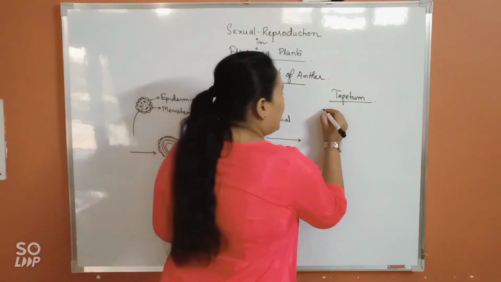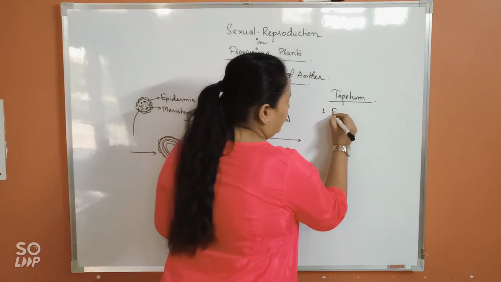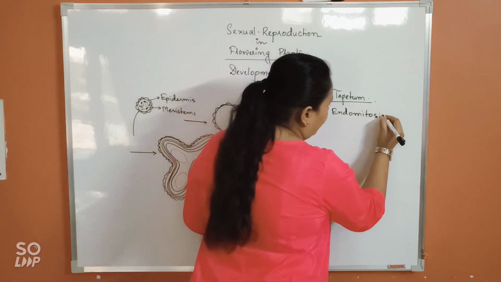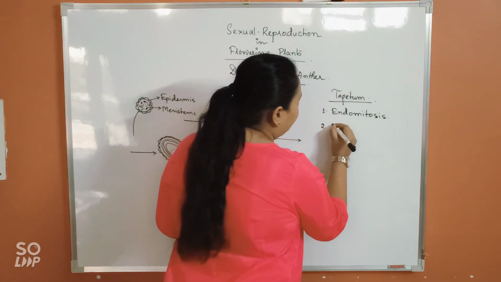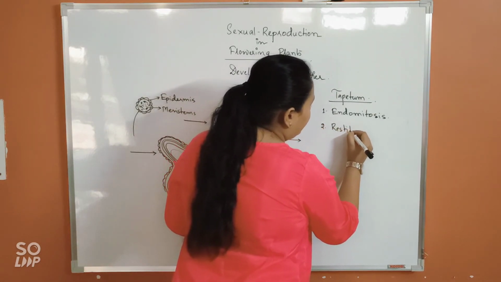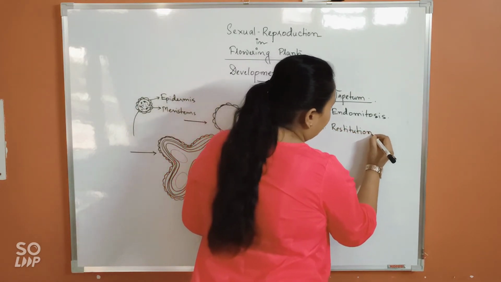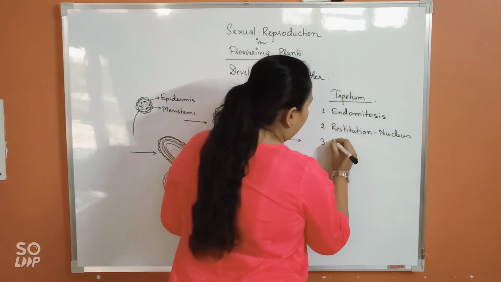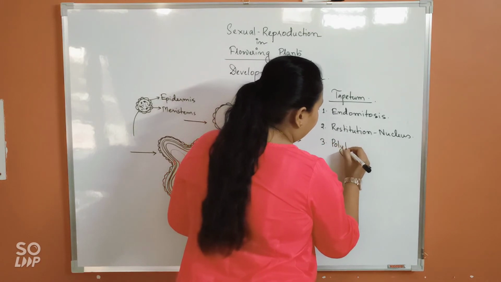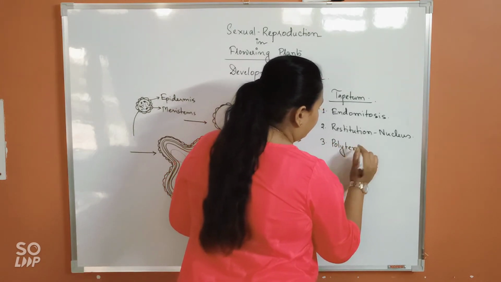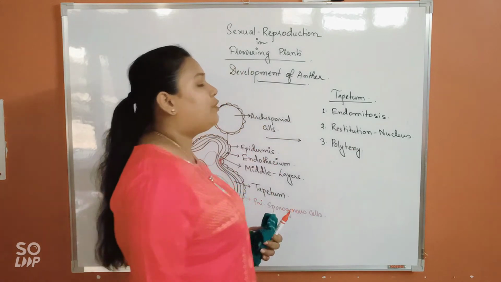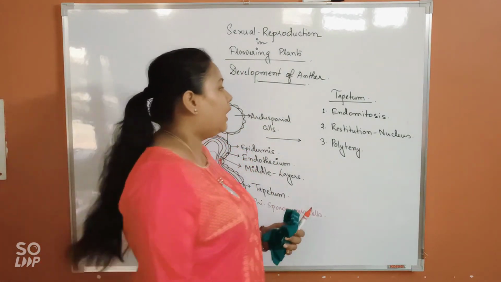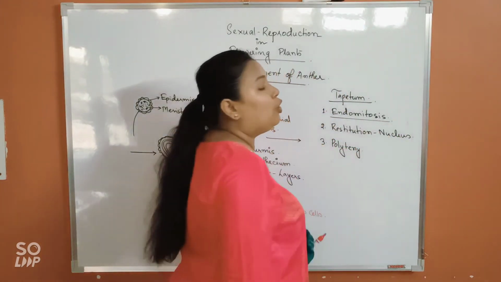Tapetal cells mostly undergo three processes: endomitosis, restitution nucleus, and polyteny. These three processes make the tapetal cells have more DNA. Now, first starting with endomitosis.